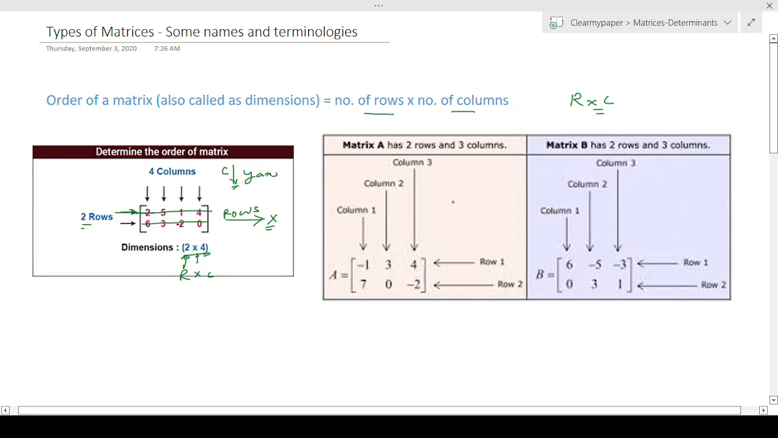Similarly, in some self-explanatory examples here, this matrix has 2 rows and 3 columns. Whatever is in the x direction, there are 2 rows: this is row 1 and this is row 2, and 3 columns, like they pointed out. So the order of the matrix is 2 by 3. First you put the row, followed by the column. Same here. So that's what the order of the matrix is, and you should understand that.